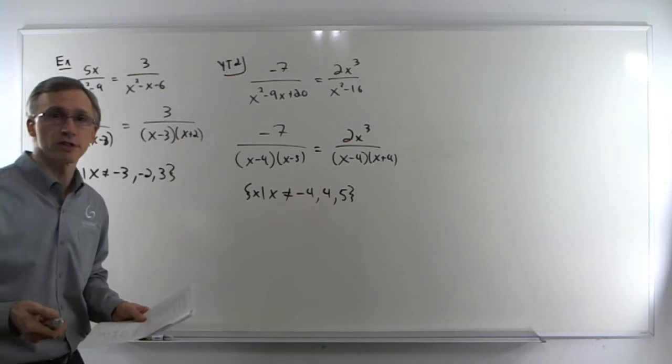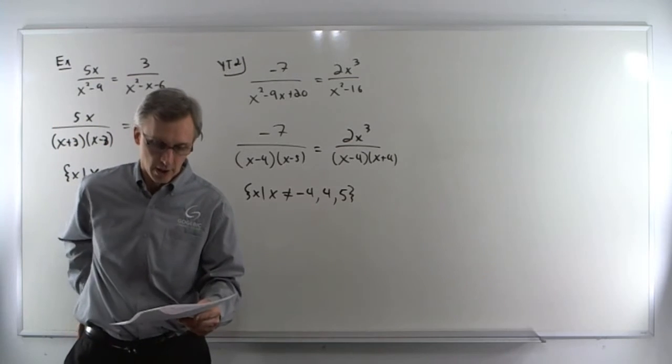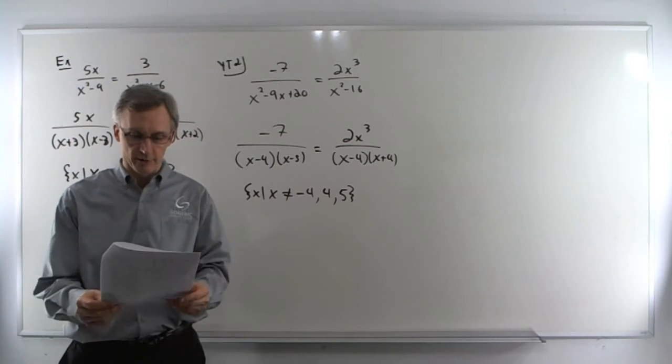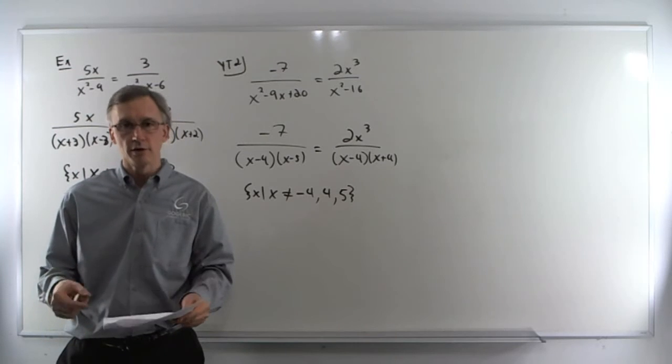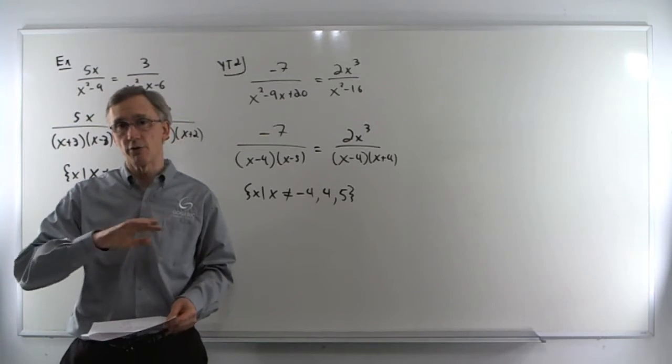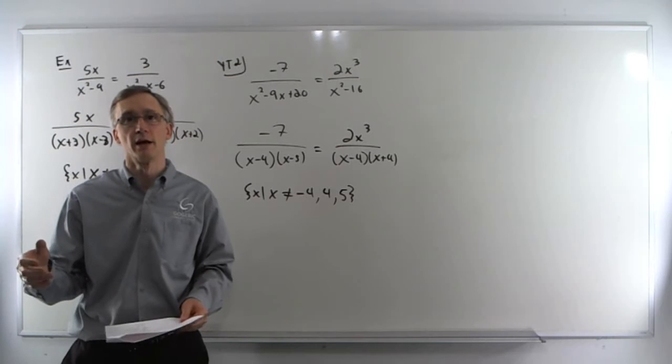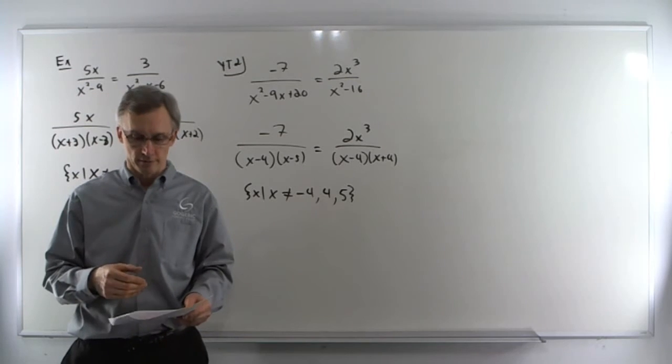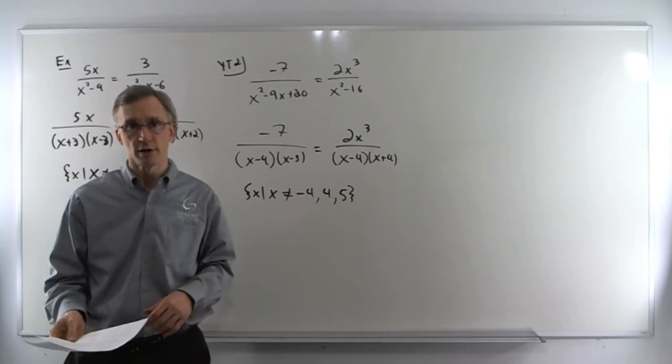So this is going to be the first step in solving rational equations. We have to determine the domain of the variable. And then we're going to clear the fractions. We're going to get rid of all these fractions by multiplying by the least common denominator. All right, then we'll solve the resulting equation.